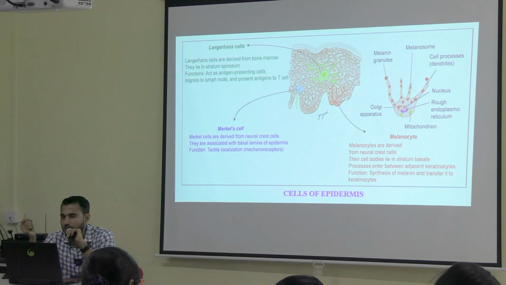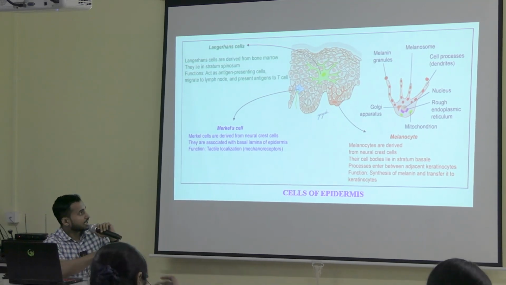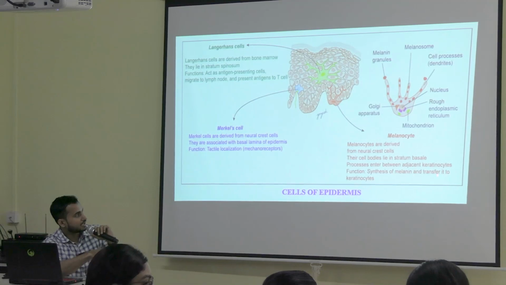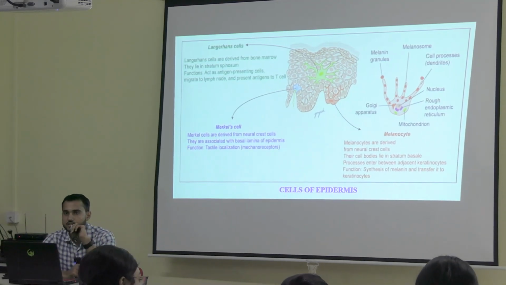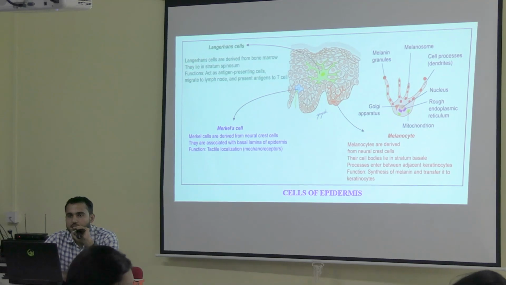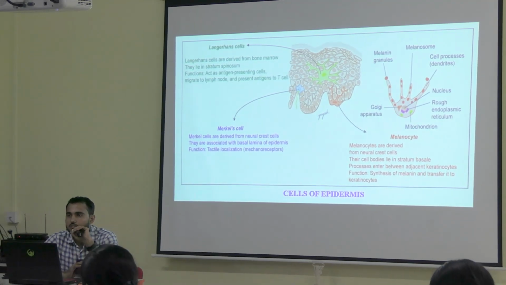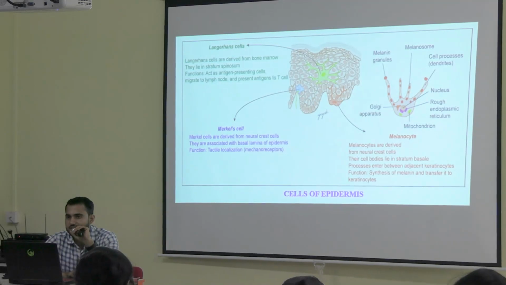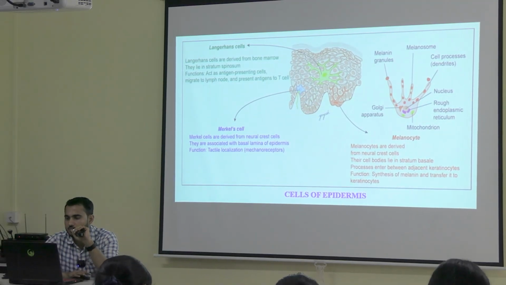Next are the melanocytes. Here you can see the melanocyte cells. What is their function? Synthesis of melanin and transfer of it to the keratinocytes. So what does it do? It determines the color of the skin. So these are the different types of cells present in the epidermis.